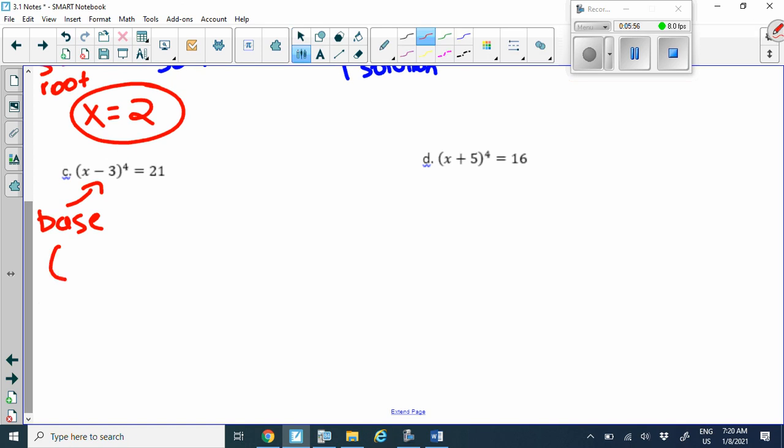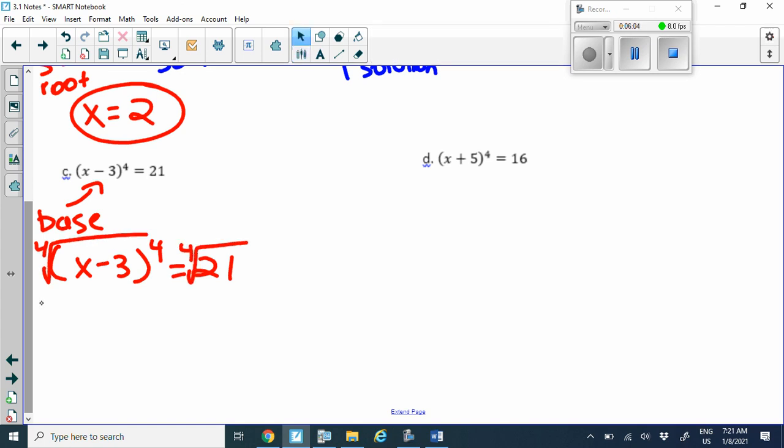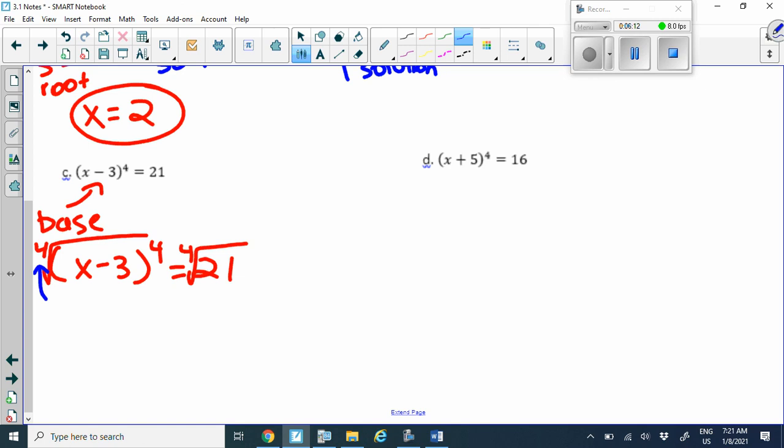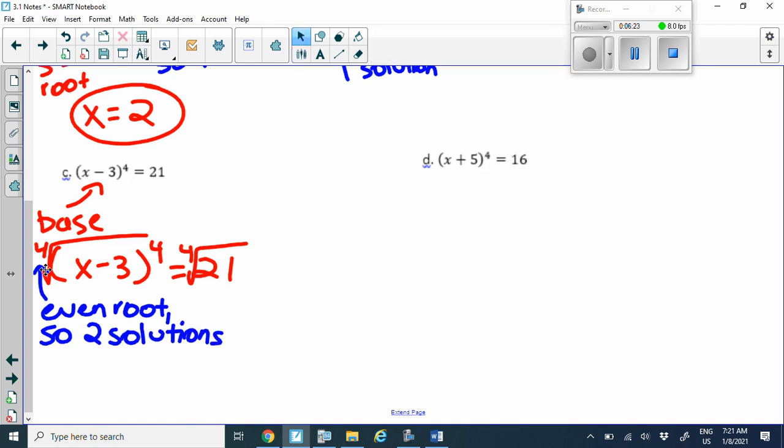Okay, I'm going to rewrite this so I have room to fourth root. So I'm going to fourth root. So now, notice that we have a fourth root. That is an even root, because of course 4 is an even number. So because we have an even root, we're going to have 2 solutions. So let's plug this into our calculator.